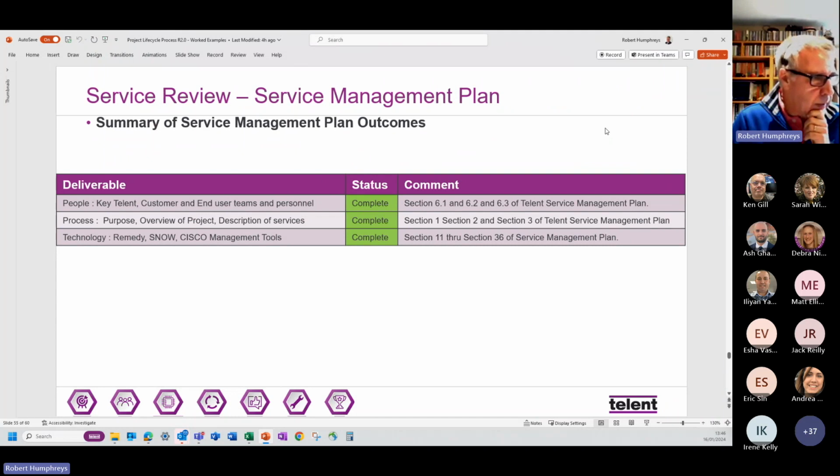Once again, going through each of those different work streams, just breaking out what it is that we're expecting from each of those so that those outcomes are clear.